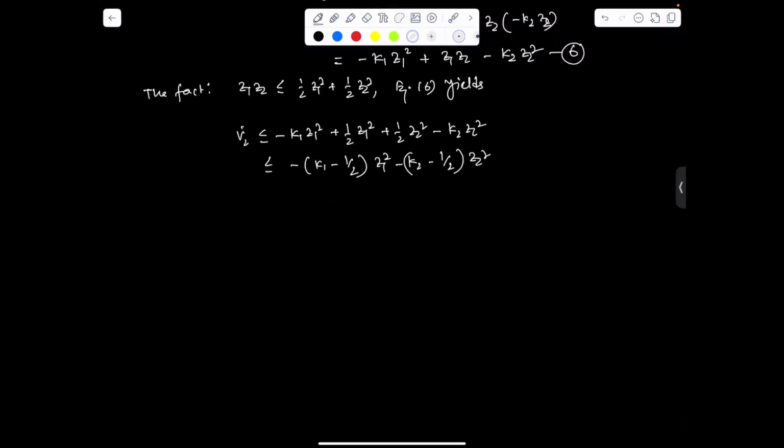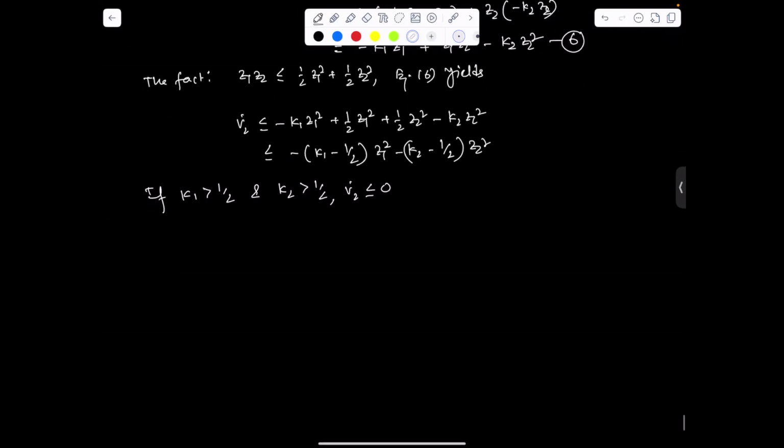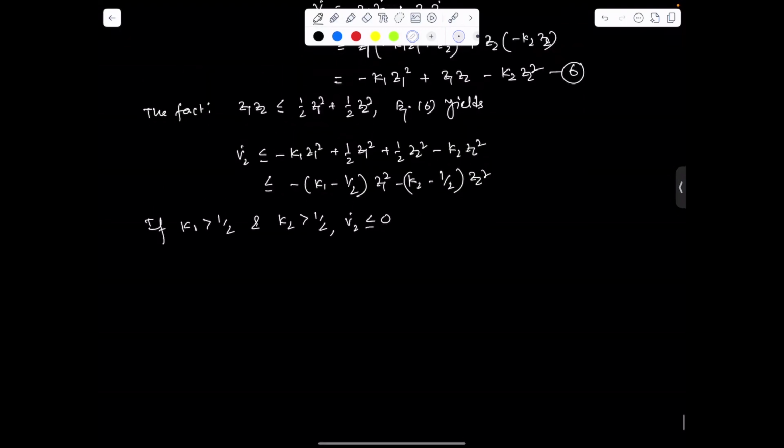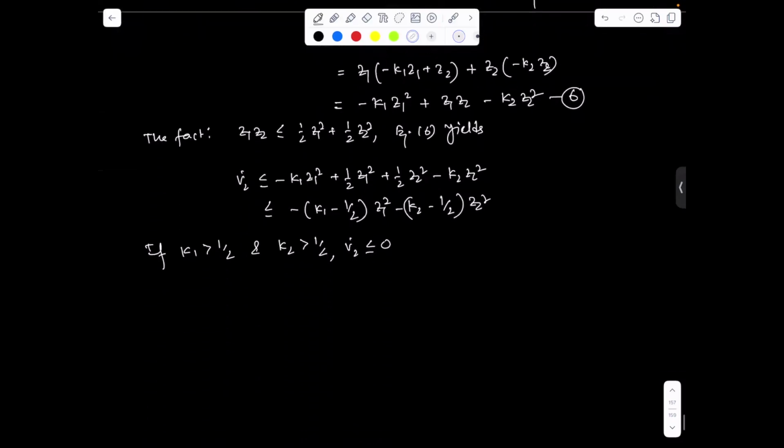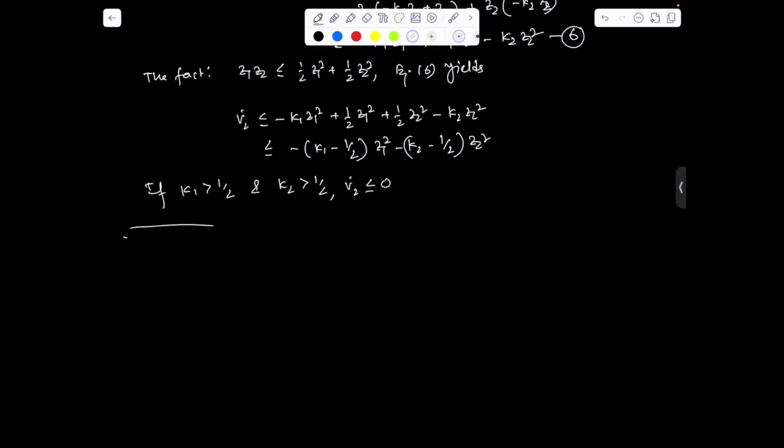Now if K1 is greater than half and K2 is greater than half, we can say V2 dot is less than or equal to 0. So this actually ensures asymptotic stability of the system. Now we have done the stability proof, and we also have the control, so we can now summarize the full control.